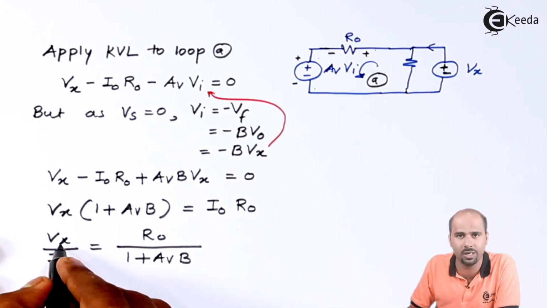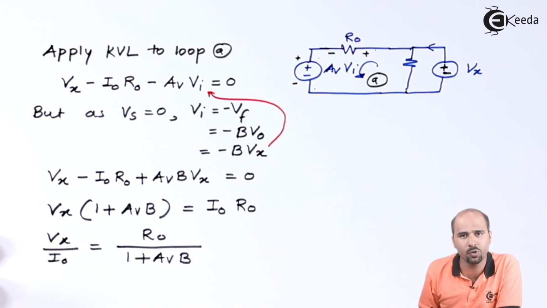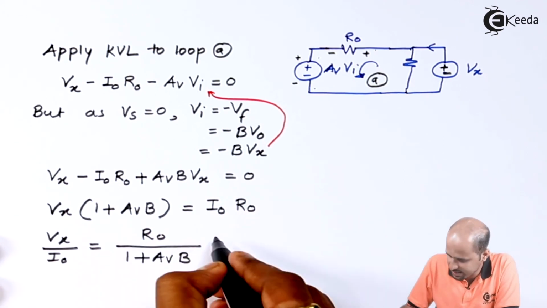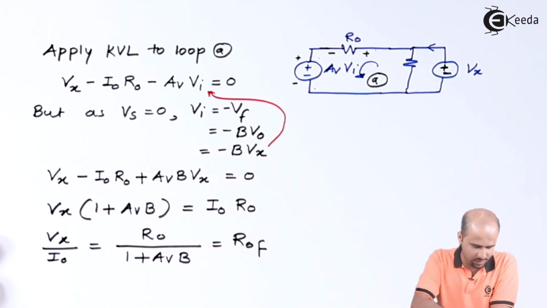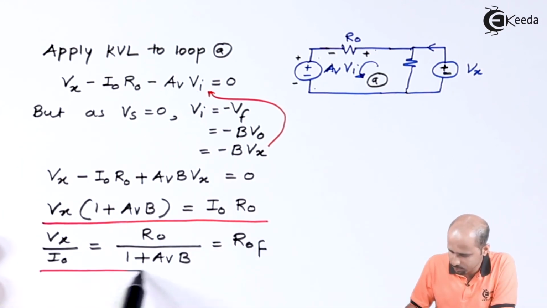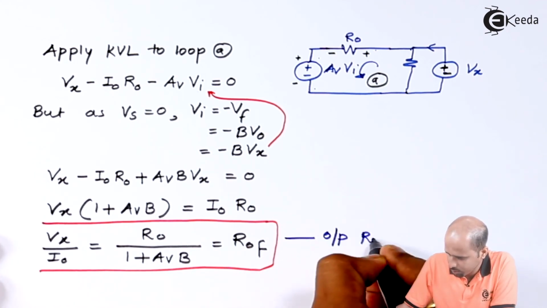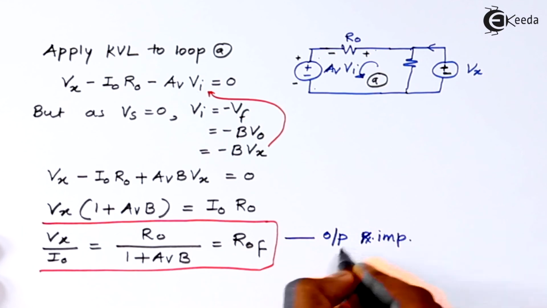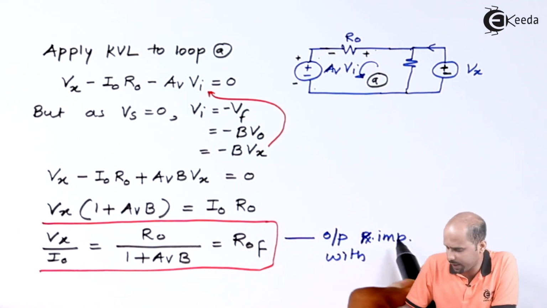Because Vx is nothing but VO, VO divided by IO is nothing but your output resistance with feedback. So I can say that this is nothing but ROF, and I will name this as output resistance or output impedance. This will become output impedance with feedback.